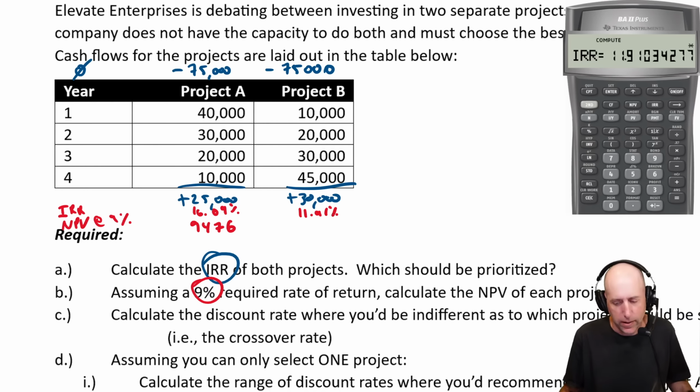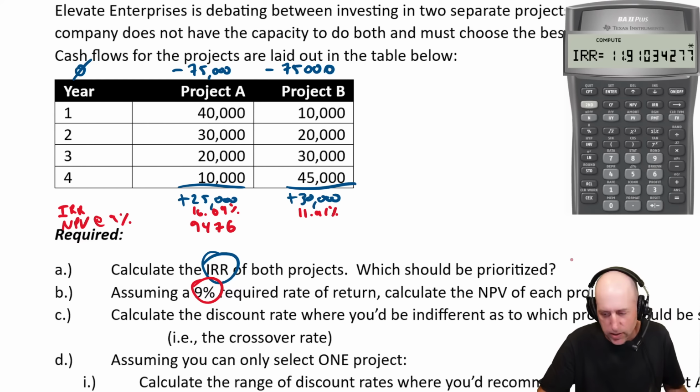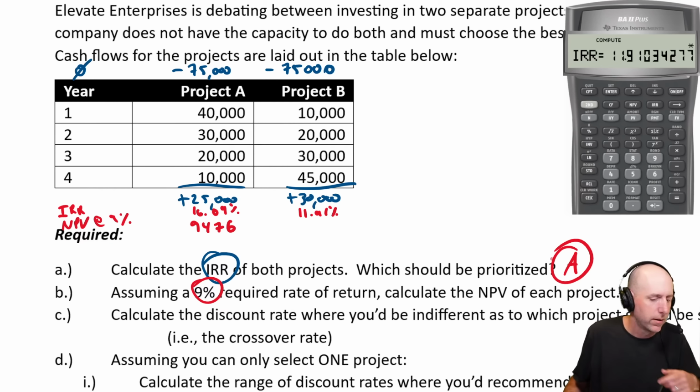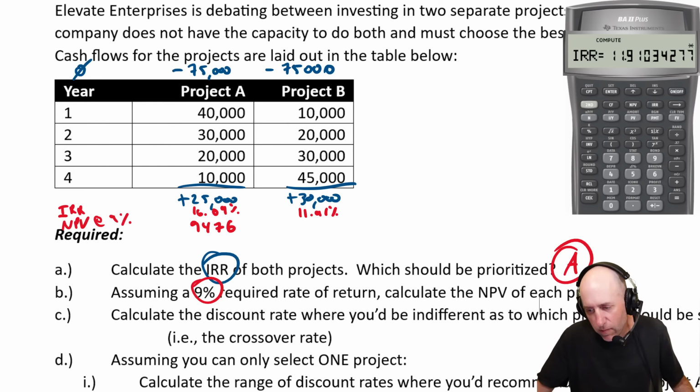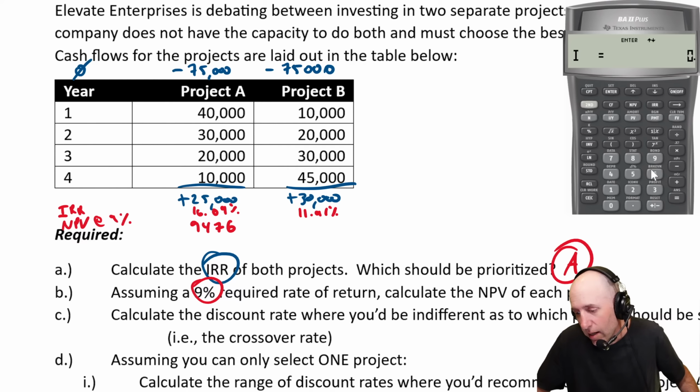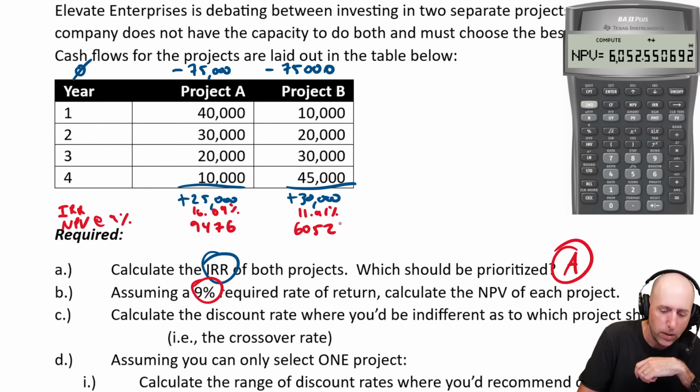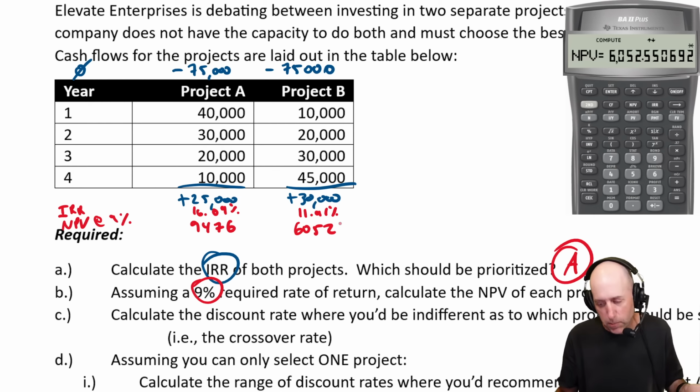If I were using IRR, which project would I prioritize? Definitely project A would be my answer to part A. Assuming a 9% required rate of return, compute the NPV. Well, we've done it for project A. Let's do it for project B. NPV, I put 9 in as my discount rate. I hit the down arrow. I compute NPV, 6052. So using NPV as a threshold, I like project A better also, NPV at 9%.